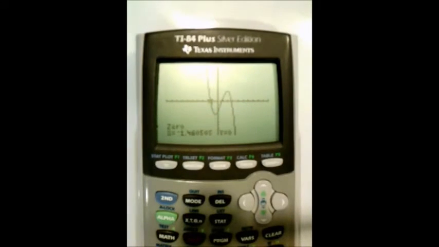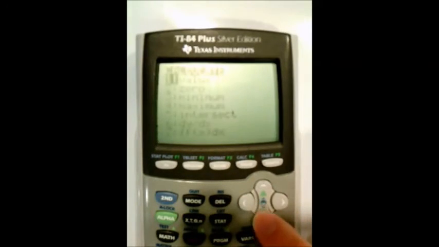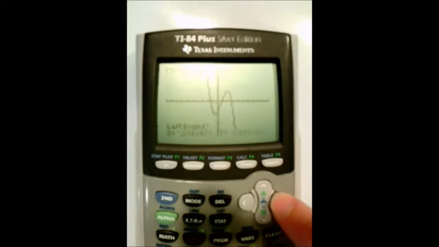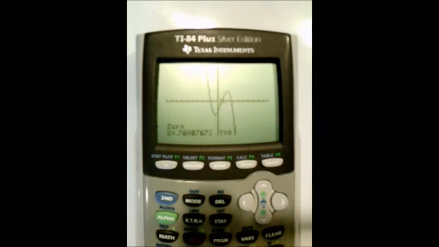so negative 1.46 if we round it to the nearest hundredth. And so then we just repeat this process with the rest of the zeros. So second, calculate, zero. If I go to the left of this one, and then to the right of this one, and then guess this one, that one's at about 0.76. And so do that for all 3 of them. Make sure you pay attention to what the problem is asking you to round to, but those are the buttons you press to find the zeros.